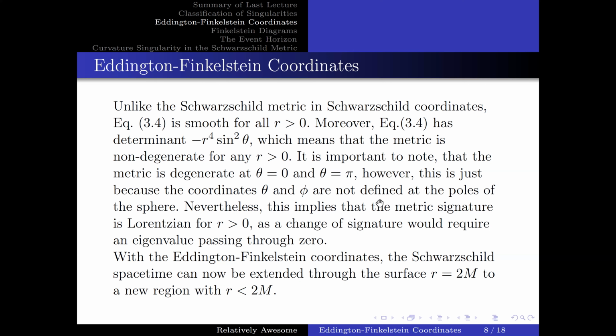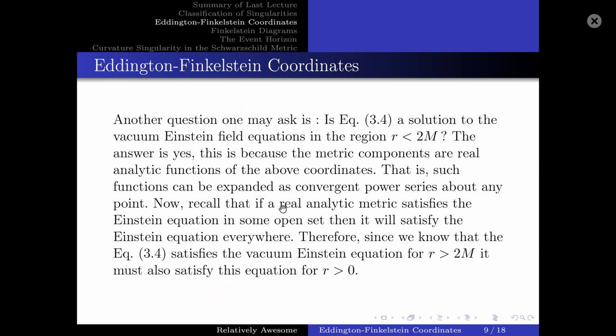Nevertheless, this implies that the metric signature is Lorentzian for r greater than 0, as a change of sign would require an eigenvalue passing through 0. With the Eddington-Finkelstein coordinates, the Schwarzschild spacetime can now be extended through the surface r equals 2m to a new region with r less than 2m. Another question one may ask is that, is equation 3.4 a solution to the vacuum Einstein field equation in the region r less than 2m?